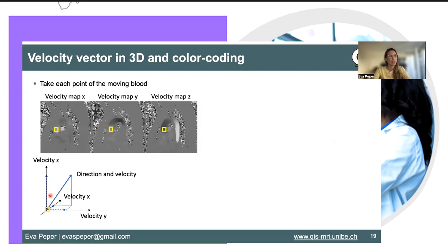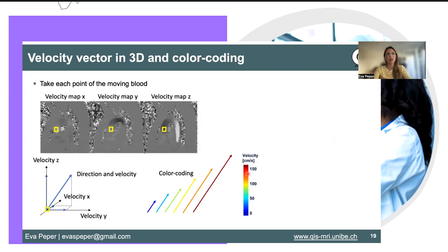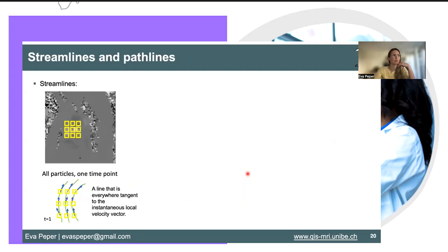So if I combine these velocity components, I will get a vector which represents the direction of my flow or of my movement. And the length of the vector also gives me information about the strength, so about the velocity of my motion. So that's why we use the direction of the vector, but we also usually use some color coding, which gives us, let's say, the length of the vector. So it tells us how fast we were actually moving in that direction. And that's what you see typically in these plots: the color stands for the velocity value.